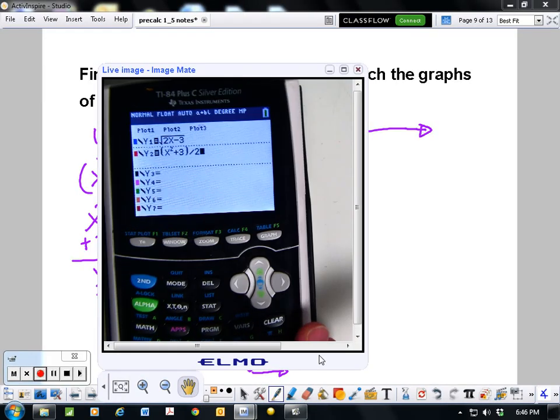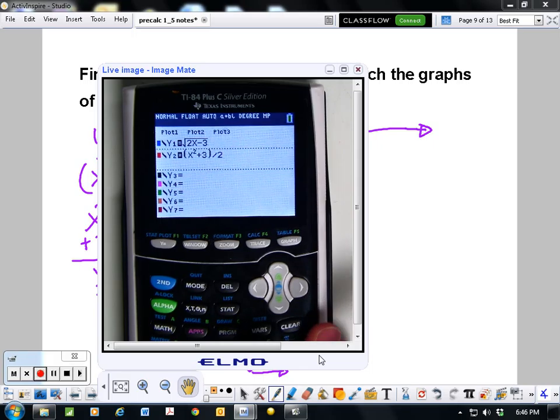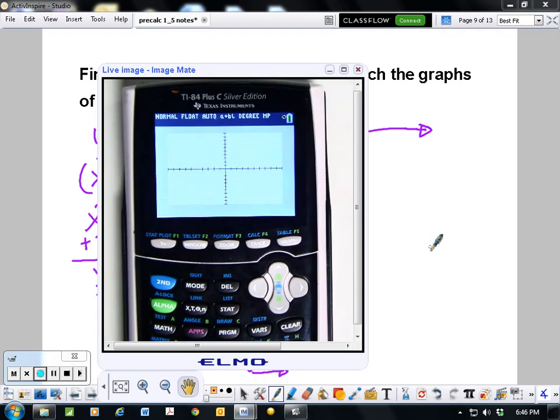So we're going to go ahead and look at that. We've got our square root of 2x minus 3. We've got our (x squared plus 3) divided by 2. We're going to go ahead and look at the graphs. And we see that square root. And then we see that parabola.